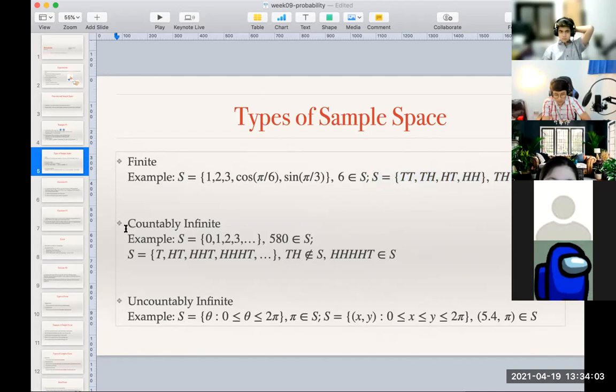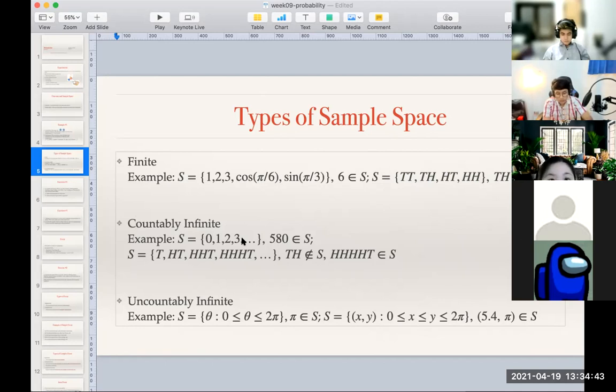So the second type of sample space is countably infinite. Infinite means it does not have any limit. It can be any possible value. But since it is countable, you need to be able to measure it. You should be able to count it. For example, here the sample space is the set of natural numbers, let's say 0, 1, 2, 3. So what is the limit of natural numbers? You don't know the limit for that number, right? It can be 1 billion, it can be 1 trillion.